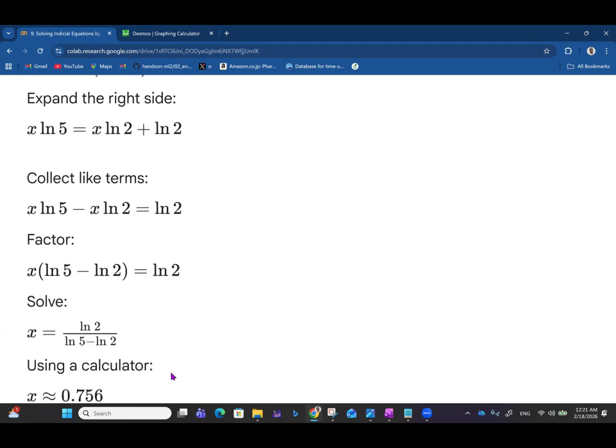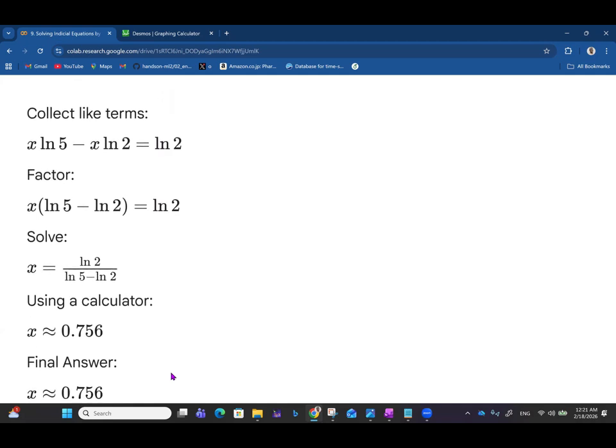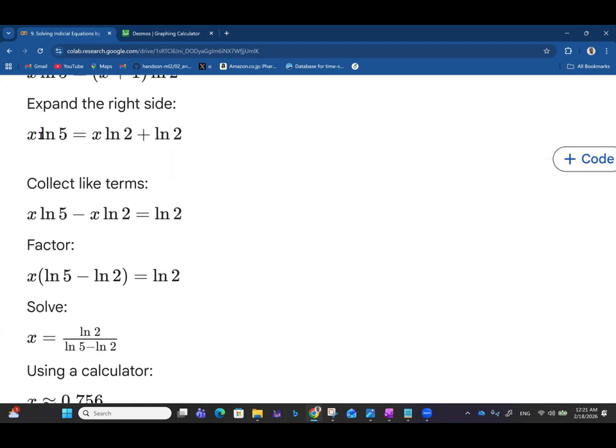Then what do you do? You collect like terms. So when you collect like terms, that means you have x ln 5 is equal to x ln 2 plus ln 2. So x ln 5 minus x ln 2, x is common. So you have x into ln 5 minus ln 2. And that is equal to ln 2.